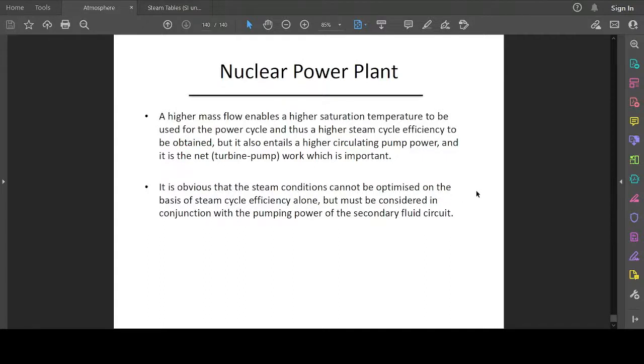So a higher mass flow, as we know, enables a higher saturation temperature to be used for the power cycle, and thus a higher steam cycle efficiency to be obtained. And by knowing the net work done within the system, it will be obvious that the steam conditions cannot be optimized on the basis of the steam cycle efficiency alone, but considering the pumping power of the secondary fluid. Okay, and this will be the end of this lecture.